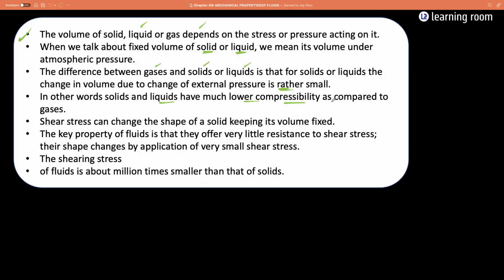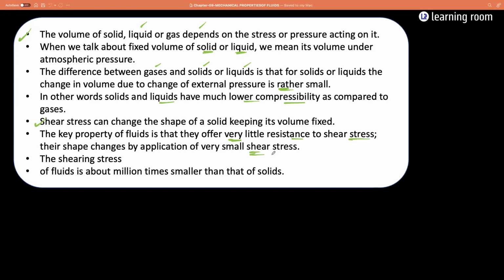Shear stress can change the shape of a solid, keeping its volume fixed. Do you know what shear stress is? The tangential stress. Whereas a liquid cannot withstand it. The key property of fluids is that they offer very little resistance to shear stress. This means that when you apply the stress, the liquid does not just change shape, it starts flowing.